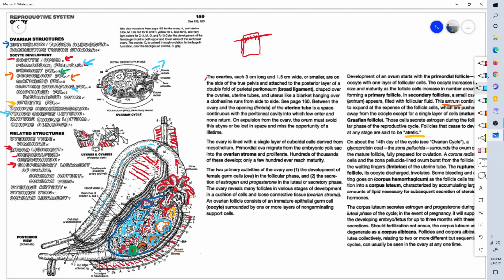If fertilization does not occur, then the corpus luteum will degenerate into a waning structure called the corpus albicans, and it starts to degenerate and fade away. So this area here with these finger-like projections is known as the fimbria. And it is the opening of the uterine tube, or the fallopian tube, which heads down to the uterus.